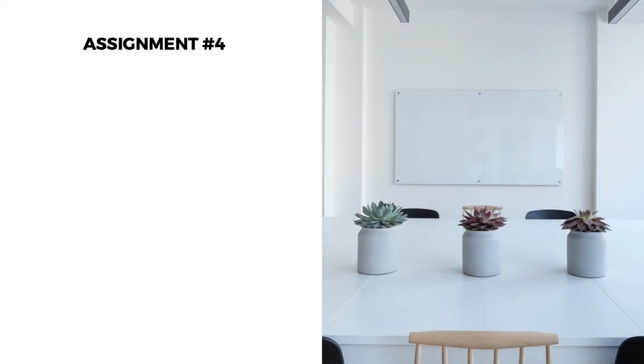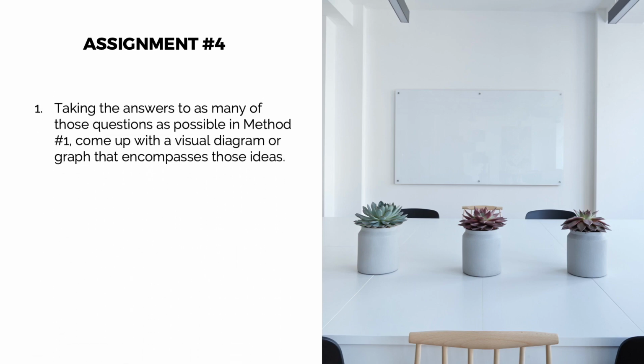Your assignment for this lesson is to practice each of these methods for your own piece. Answer the questions posed for method number 1 and come up with a visual diagram or graph that encompasses those ideas you've decided on. Try developing your own short musical hook based on the second method.